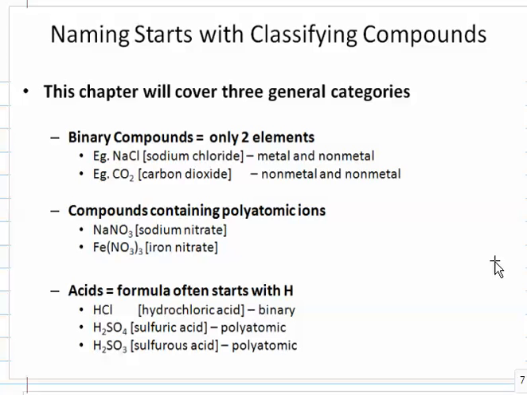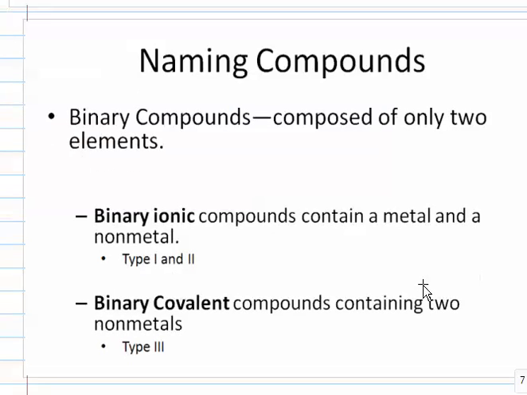We are going to begin here in this short lesson talking about simple binary compounds that are either ionic compounds like sodium chloride, or they are covalent compounds like carbon dioxide. And then we will extend these rules to slightly more complex compounds that contain polyatomic ions. And finally, we will describe naming strategies for acids, which require their own set of rules. So again, we are going to begin here naming binary compounds.